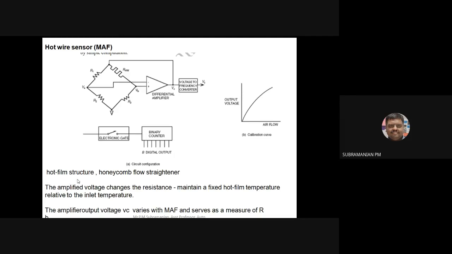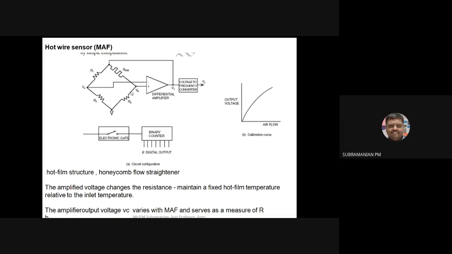Okay, and here the structure will be hot film. Previously we have seen a hot wire. Okay, so see this circuit, I am going to explain with the help of the circuit only. Here I am having an amplifier. Amplifier will be providing a voltage to this Wheatstone network. You might have studied a Wheatstone bridge in plus two. Okay, the same thing only. Amplifier will be sending a voltage to this Wheatstone bridge. Okay, so from two points I am measuring a voltage. One is VB and another one is VA.